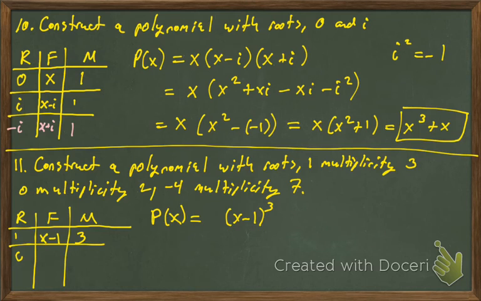The next root is 0. Its factor is x, and its multiplicity is 2. So that's going to give us an x squared. And then the final one is root of negative 4. Factor will be x plus 4, and multiplicity is 7, so an exponent of 7.